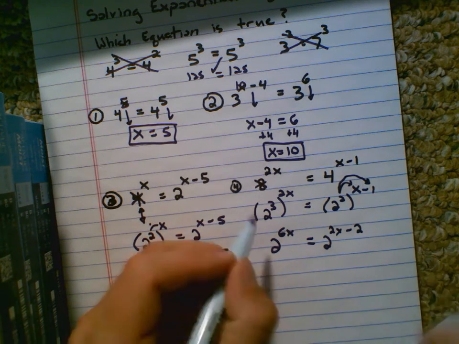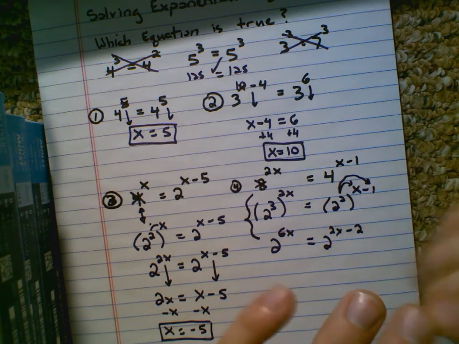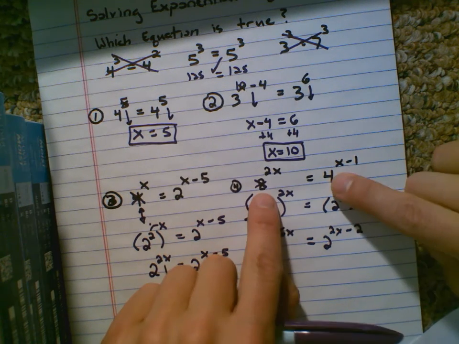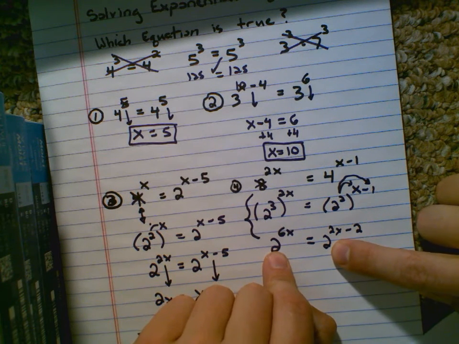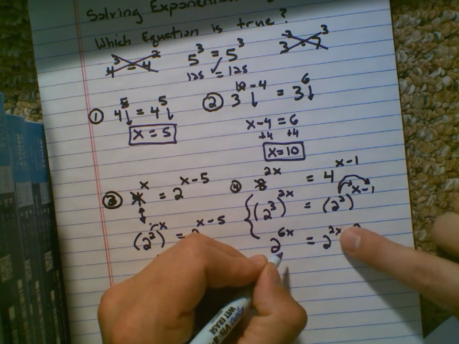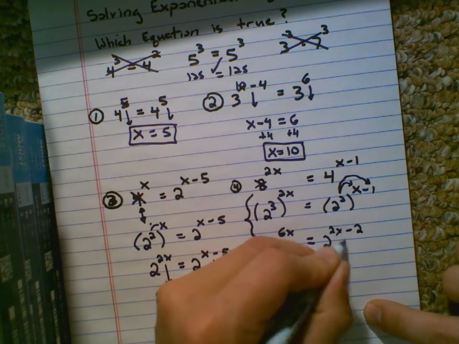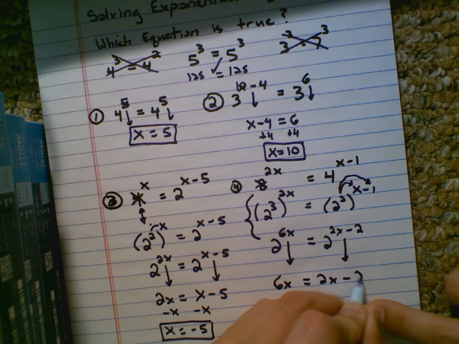Okay? And once again, just to reiterate, this first part, my whole goal is to rewrite the bases and then simplify the exponents so that the bases are the same. Because I know once the bases are the same, in order for this thing to equal this thing, the exponents must be the same. So 6x must equal 2x minus 2.